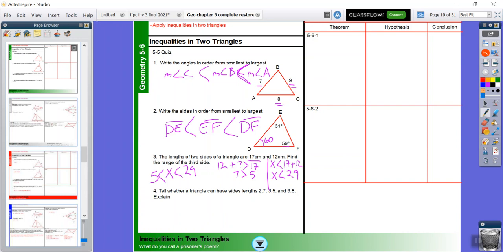Tell whether a triangle can have sides of these lengths. If I do 2.7 plus 3.5, for this to be a triangle, it has to be bigger than 9.8. When I add those together, clearly this is not bigger than 9.8. I get something like 6.2. So therefore it cannot be a triangle.